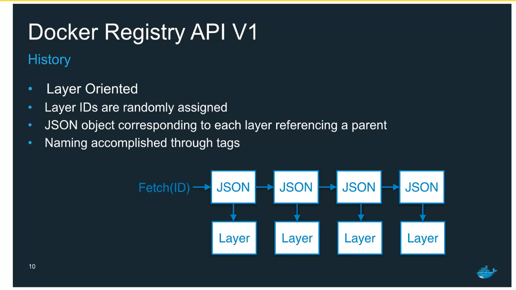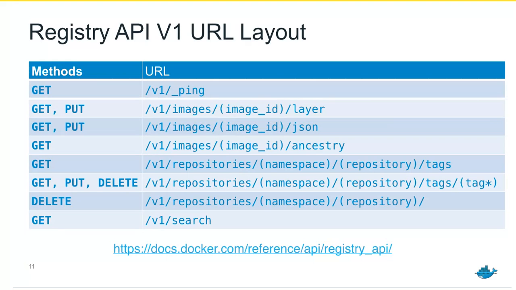And if we look at the diagram here, we can see the layout of a V1 image. We have a fetch operation which uses an ID to grab a JSON object, and that JSON object references a layer ID as well as a parent. And so you can see the fetch model is you fetch one layer, and then you fetch its parent, and you fetch that layer's parent, and you fetch that layer's parent. So you have to do all of those round trips inside of the V1 API.